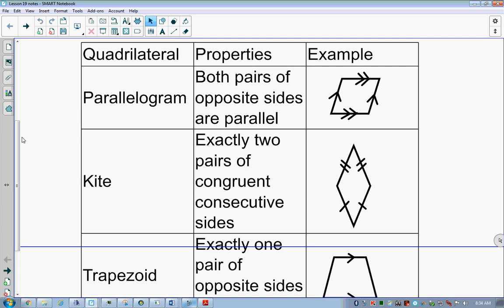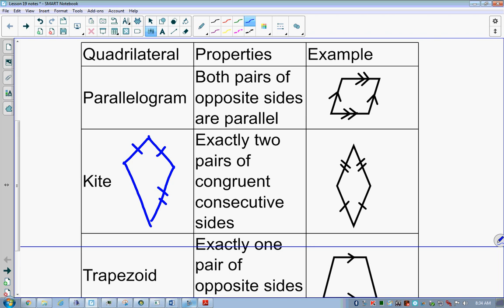All right, then we have kites, and I couldn't come up with a really good shape for a kite that I could just pull up. A kite is better represented by something that looks like this than by what you see over there, because that just looks like an elongated diamond. So this is a better picture here in blue. It has exactly two pairs of congruent consecutive sides, so sides that are right next to each other, or sides that share a common vertex. Those are going to be congruent to each other. Notice a kite is not a parallelogram, right? It does not have two pairs of opposite parallel sides.